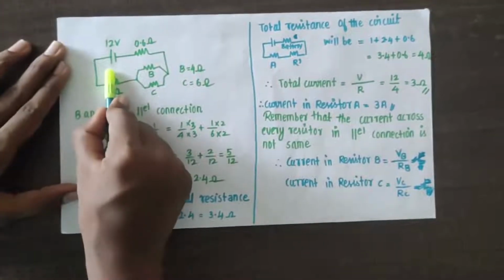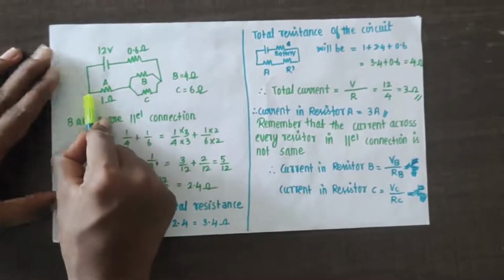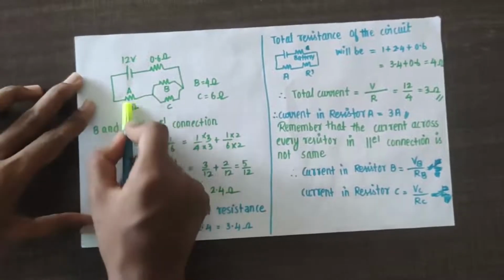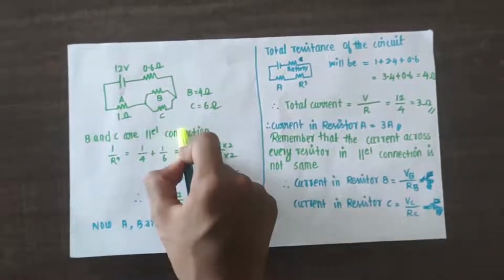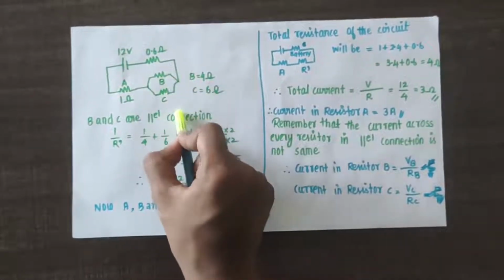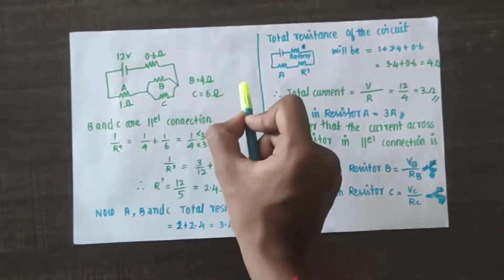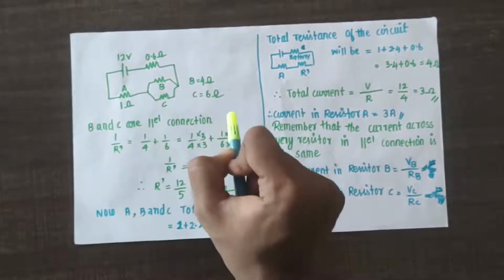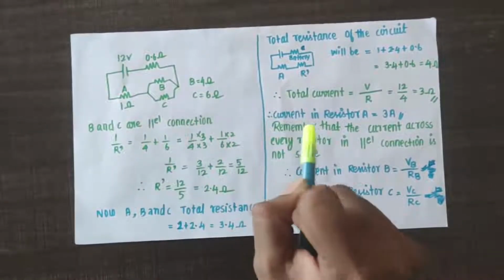So you have a 12-volt battery. And the 12-volt battery is connected with these three resistors, A, B and C. Their resistances are given. The resistance of A is 1 ohm, B is 4 ohm, C is 6 ohm. Then another condition they have given: the internal resistance of the 12-volt battery is 0.6 ohm.